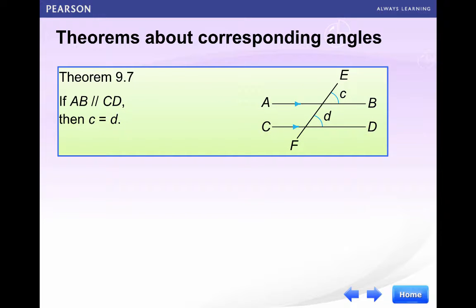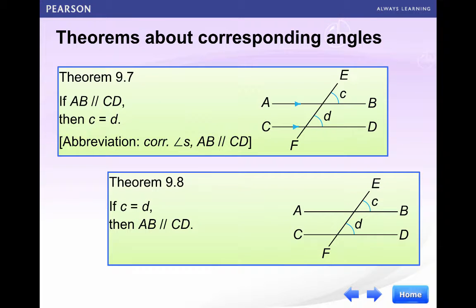Also, we know about corresponding angles. If we know that AB is parallel to CD, then we say that c equals d. These two angles will be the same, and the reason is corresponding angles, AB parallel to CD. The other way around, this time we know c equals d.